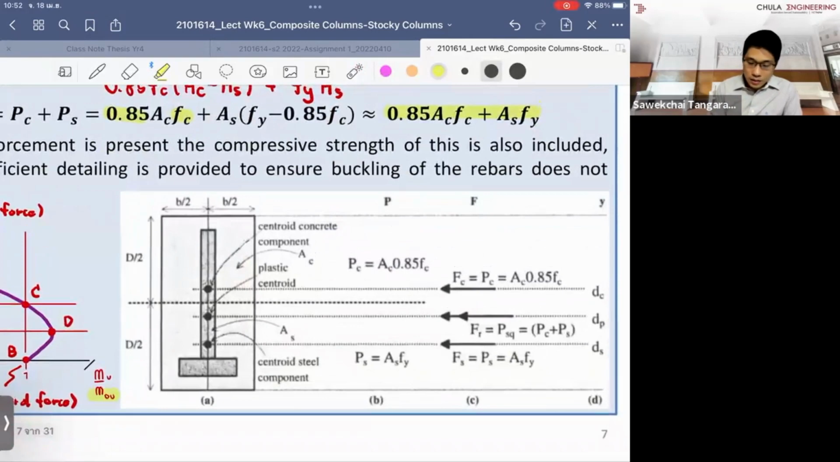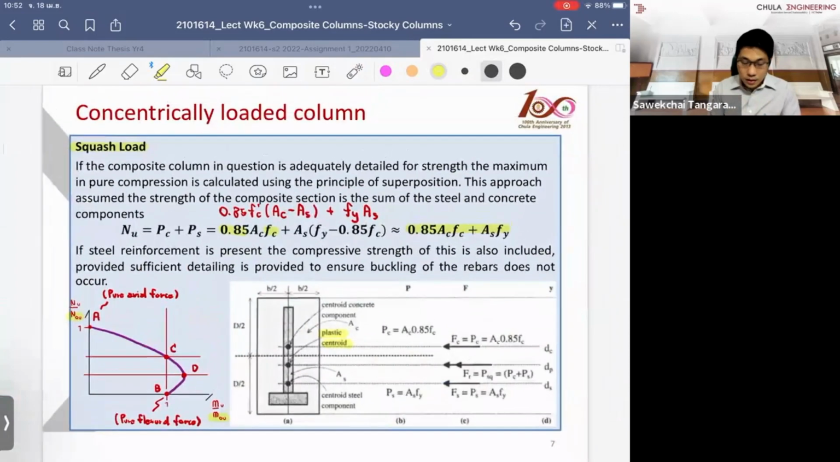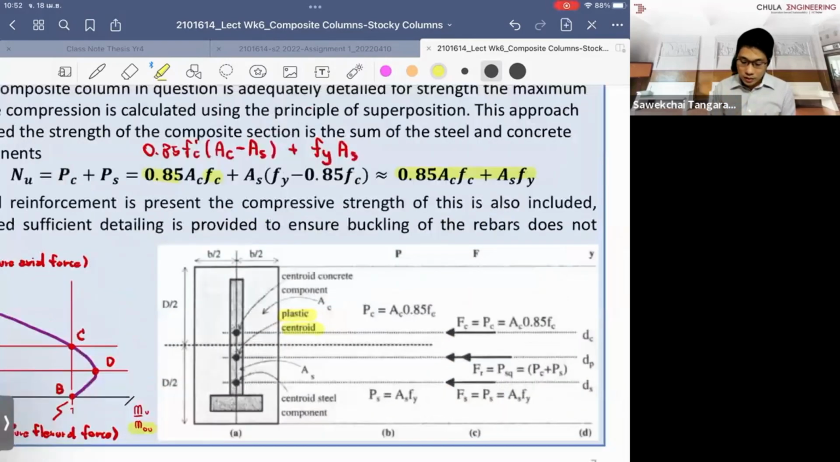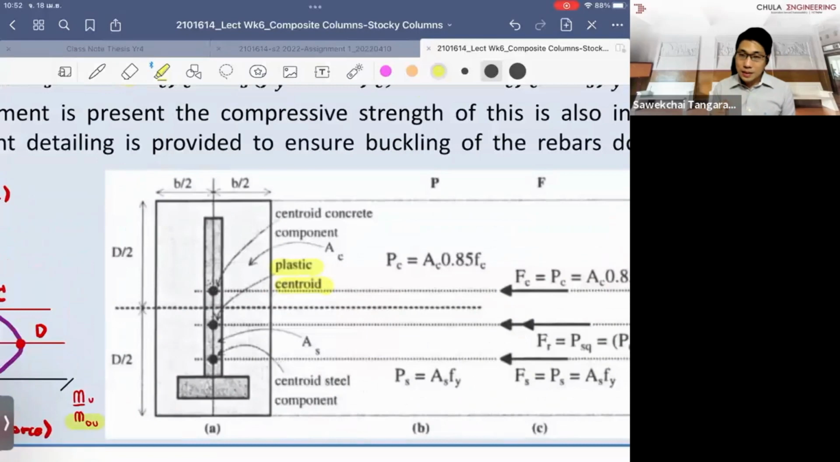There is another concept that they want to discuss with you as well. They call it the plastic centroid. This is important. The plastic centroid is the point where you satisfy the equilibrium under the squash load, or under the full axial compression. Normally, the plastic centroid doesn't necessarily sit at the same centroid of the cross section, right?